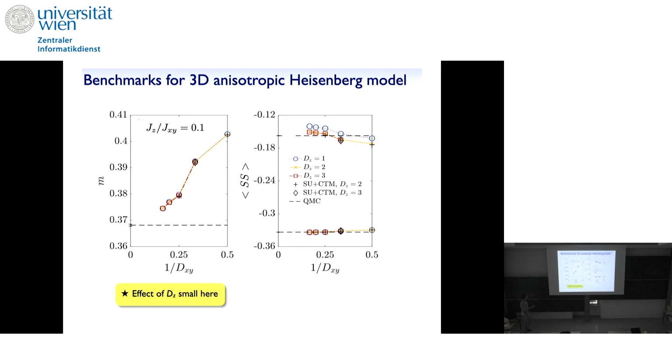So here's some additional data for the magnetization. Here we did not find a strong dependence on dz. And these are the nearest neighbor spin-spin correlations. So these are in the plane, where we obtain high accuracy. And then the out-of-plane spin-spin correlations are a bit less accurate, but you also see here that they're approaching the quantum Monte Carlo result if we increase dz.